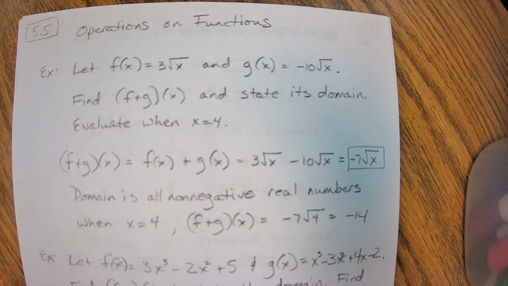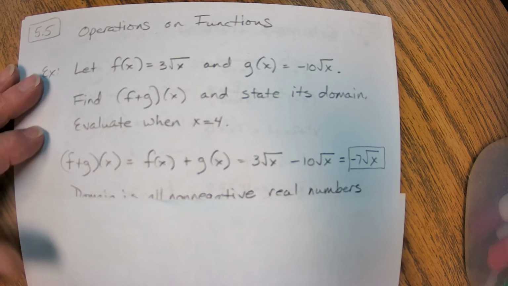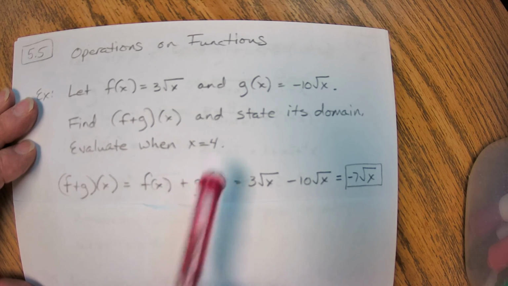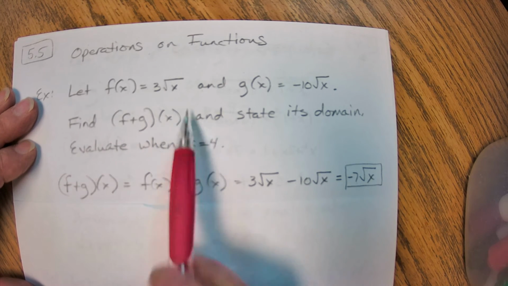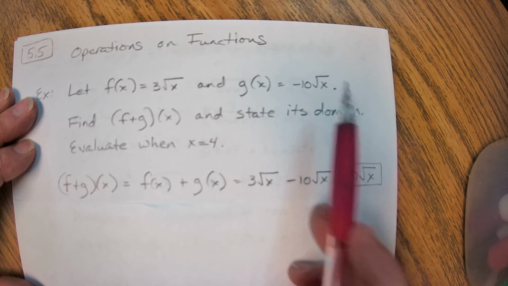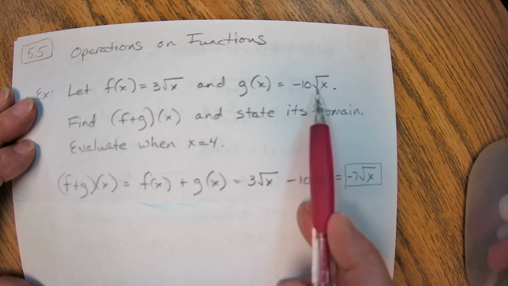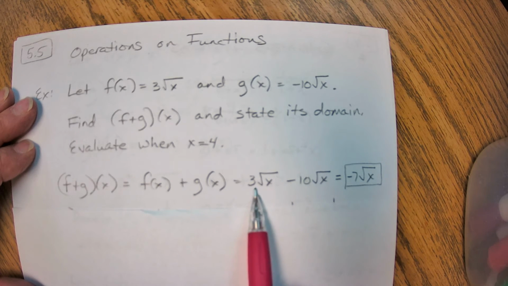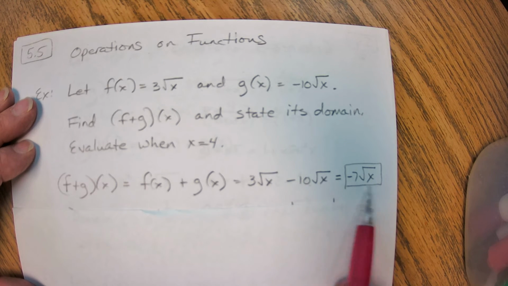So, hang on a second. We're adding these two functions, which is pretty easy. We're just going to take 3 times the square root of x and add it to negative 10 times the square root of x. 3 plus negative 10 is negative 7 square roots of x.